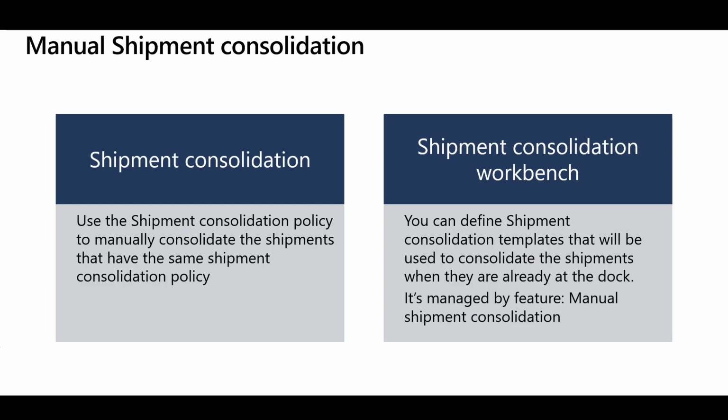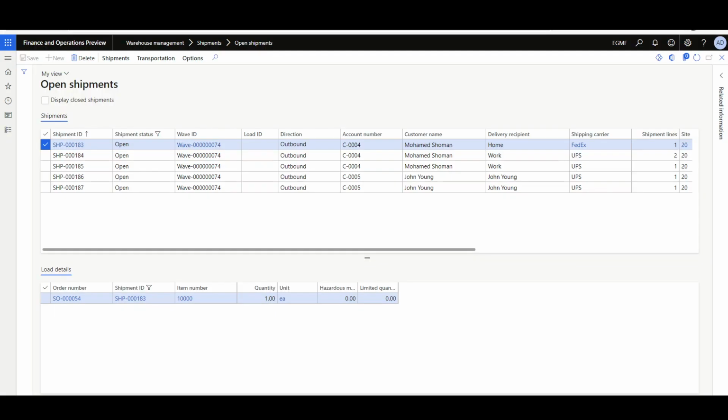So after releasing the sales order to the warehouse, you can consolidate the shipments that have the same shipment consolidation policy together. Or even you can consolidate the shipments when they are in the dock using the shipment consolidation workbench form. Now let's see how to consolidate the shipments manually.